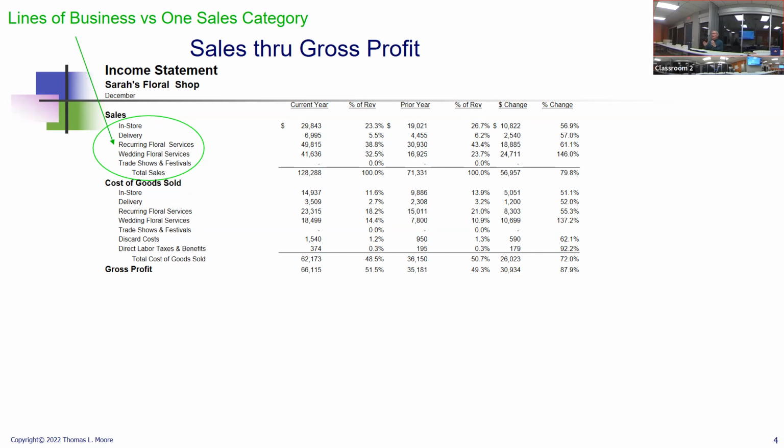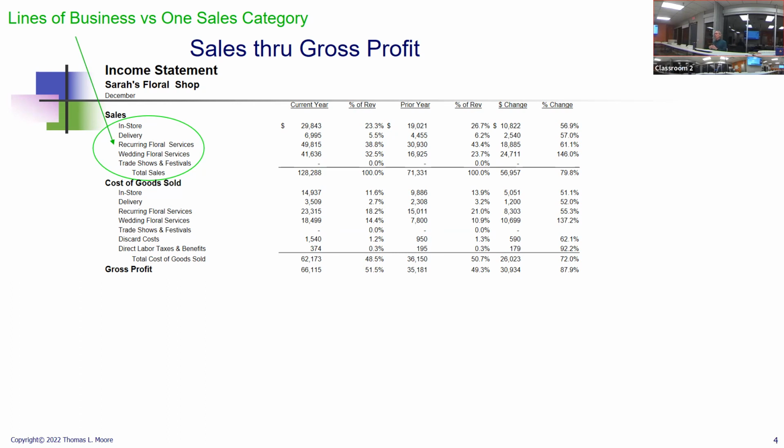So you can look at it from the point of view of, for current year, you can see my in-store sales were $29,843. So in the month of December, that was the number. For delivery, Sarah had $6,900 in delivery revenue or sales, 49,815 for reoccurring floral sales. So you kind of get the idea of how that works out.